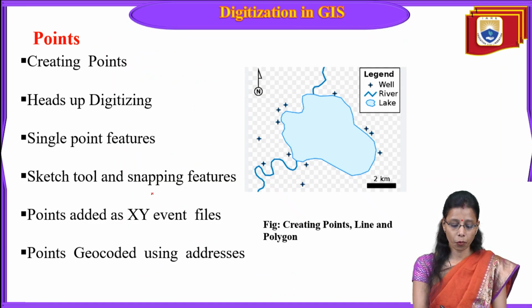Okay, so now let us see how point features are created. If you want to create a point, first of all we have to add the raster map. So the raster map is added here.